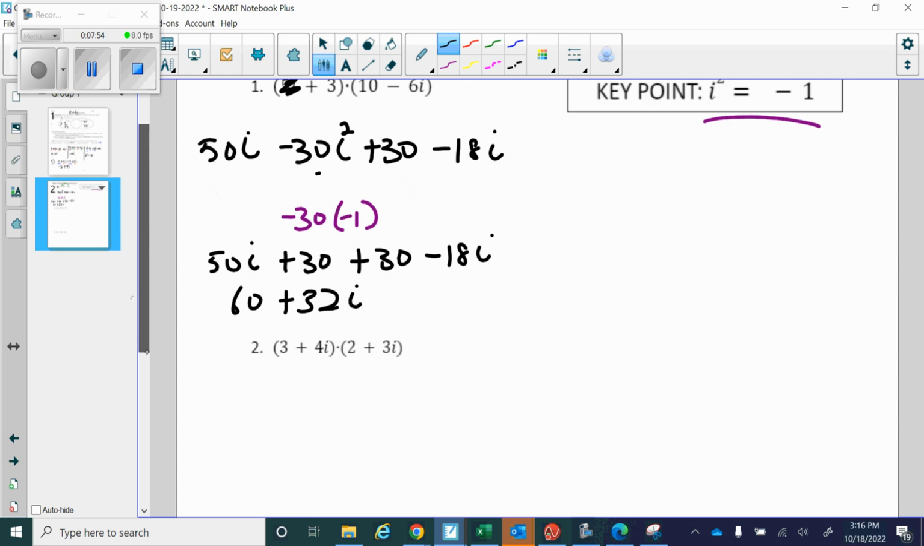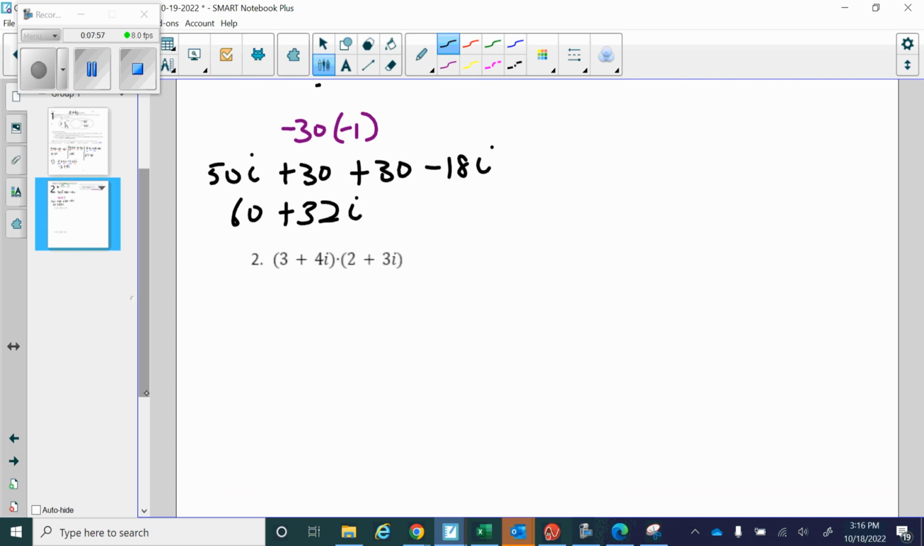So let's try number 2. Again, I'm going to do double distribution. So imagine the 4i was not there. So we're going to distribute with a 3. All right? So that gives me 3 times 2 is 6. 3 times 3i is 9i. Okay, I'm done with 3 now. Let's go with 4i now. So 4i times 2, that's a positive 8i. 4i times 3i. 4 times 3 is 12, and i times i is i squared.